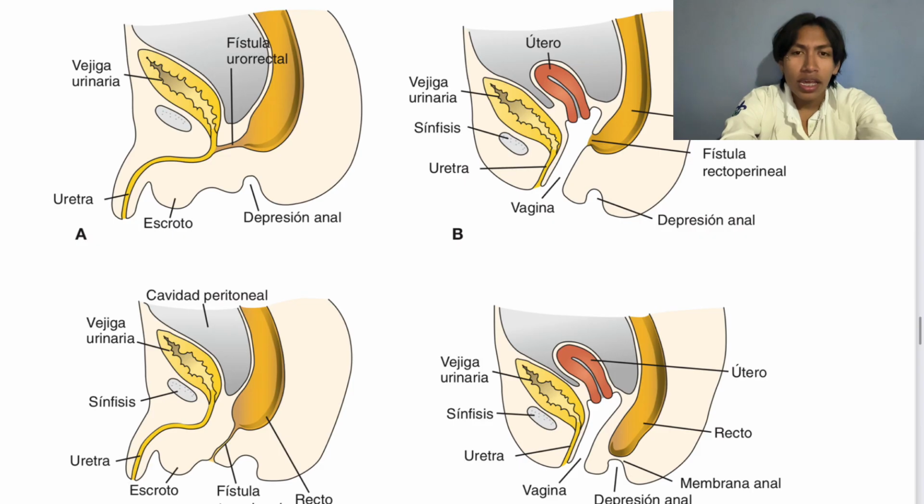And finally, clinical correlations. Esophageal atresia and tracheoesophageal fistula, pyloric stenosis, annular pancreas, malrotation and volvulus of the intestines, omphalocele and gastroschisis, Meckel diverticulum, and finally imperforate anus and Hirschsprung disease.